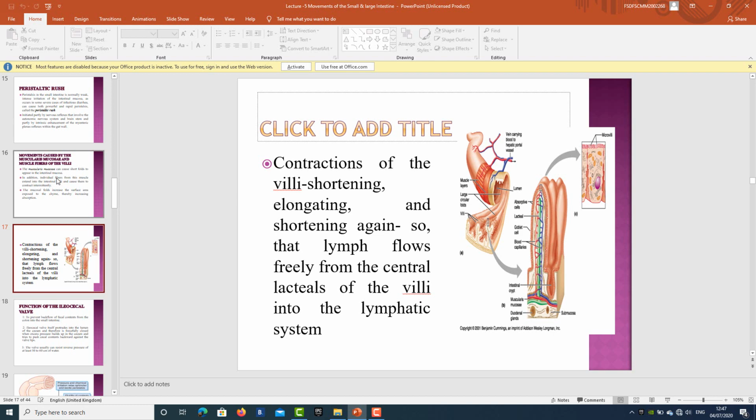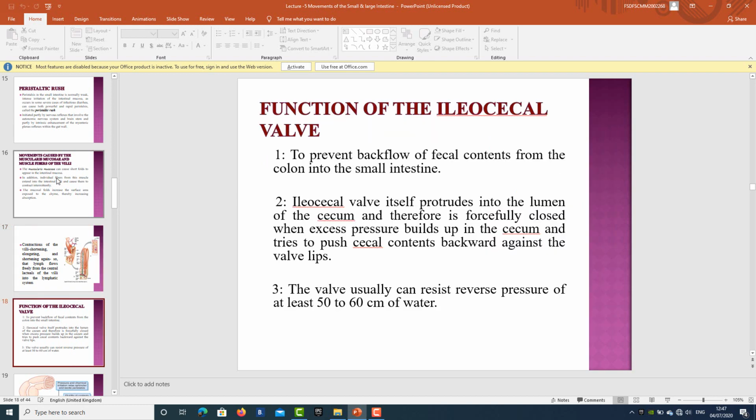So, draw and label the villi is important. Then we should be knowing about the functions of the ileocecal valve.